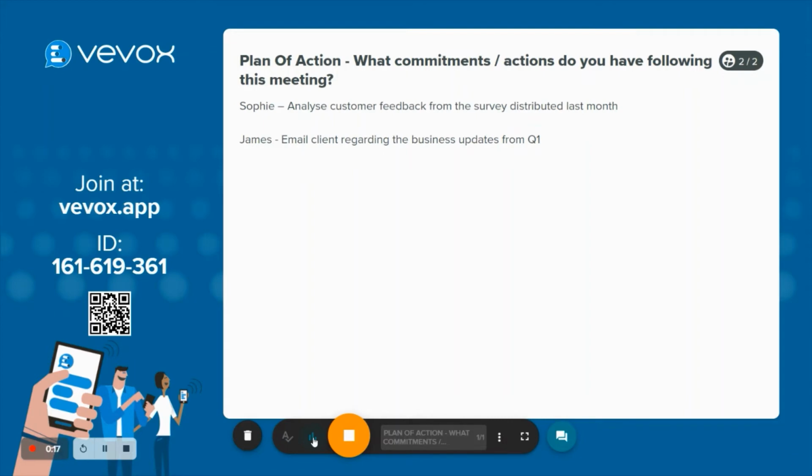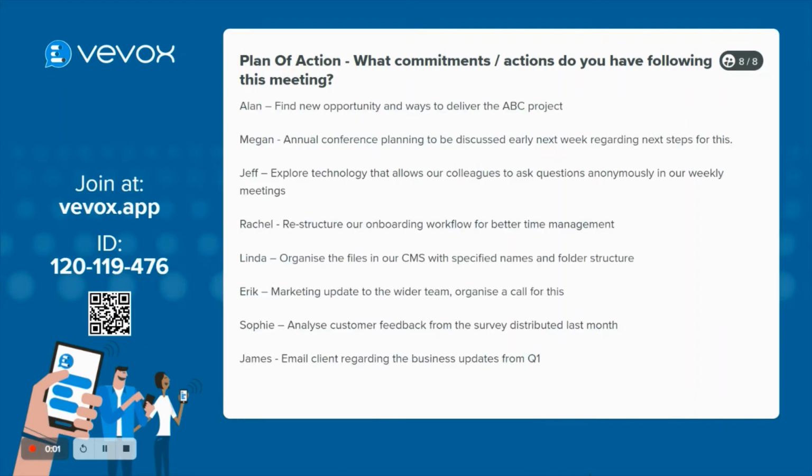You can do this in meetings as small as 2 people or in a team of 8 people. Now, Vevox can accommodate for much larger numbers than this, but it is recommended to have this in your smaller meetings and teams for this style of polling question.